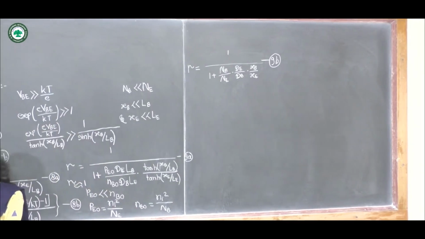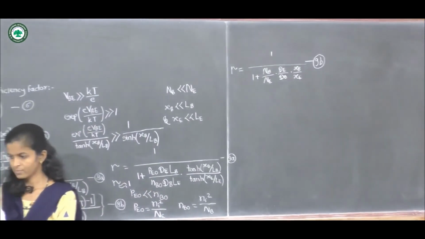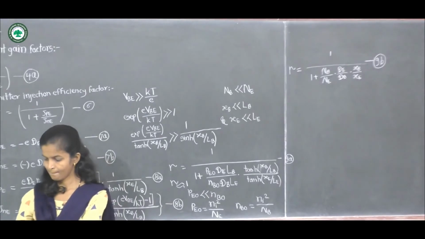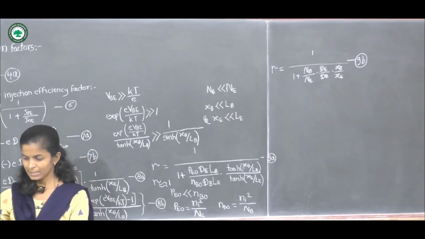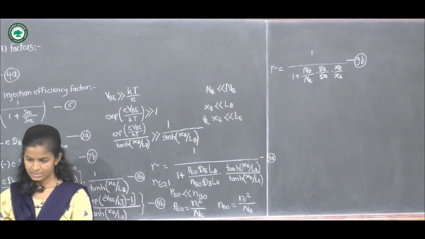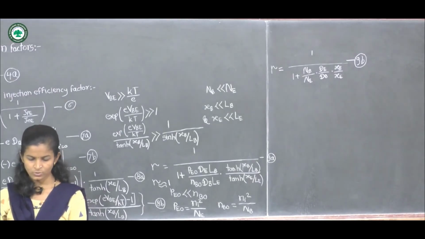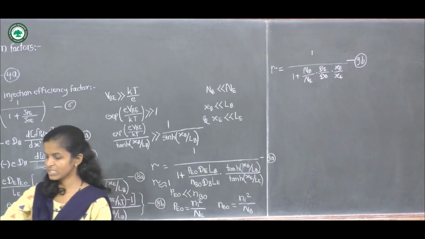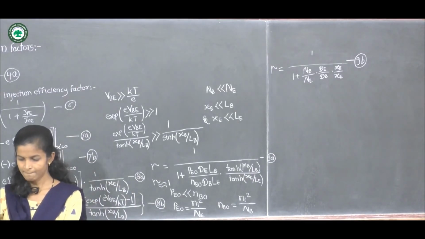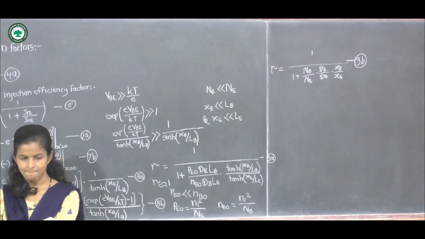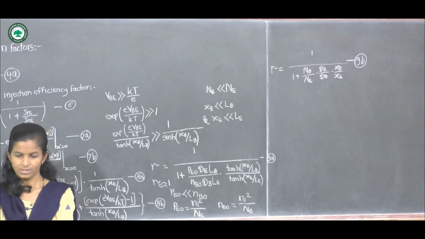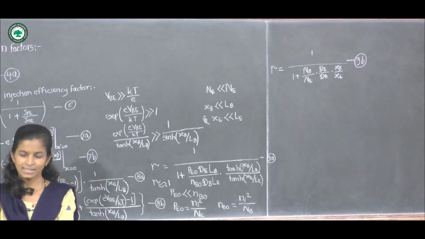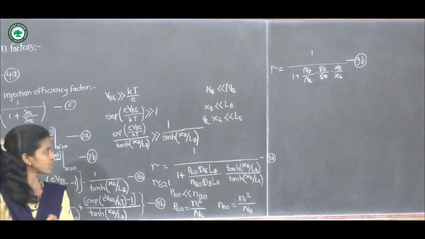So equation number 9b gives the emitter injection efficiency factor. Then we will see the next, that is the base transport factor.